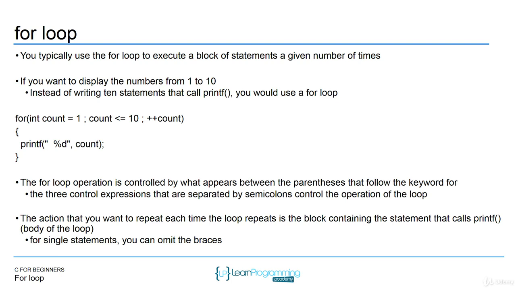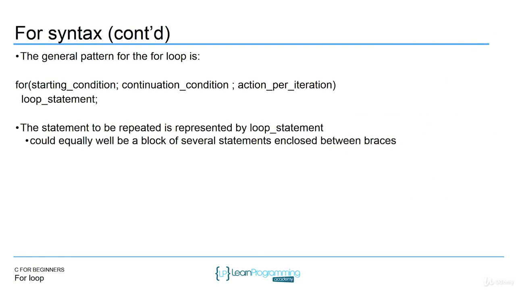So what are those 3 things doing? We're going to describe that. The action that you want to repeat is inside the body of the loop. That's what happens so many times. In this example, the body of the loop is printf. So if a condition evaluates to true, it will keep printing that number. And again, for single statements, you can omit the braces. So let's go through this in detail.